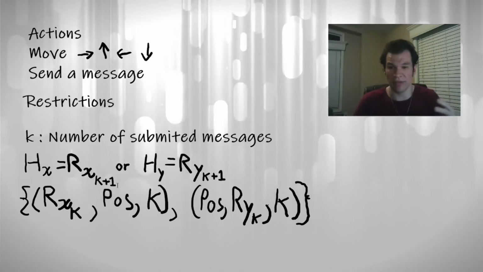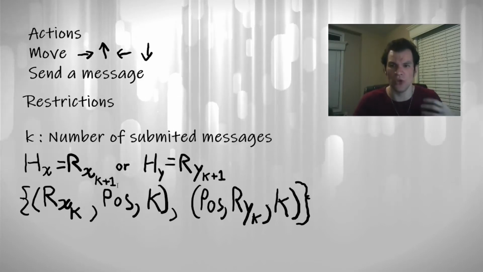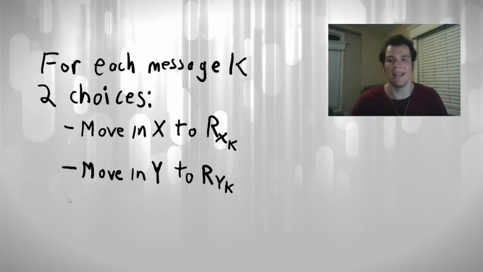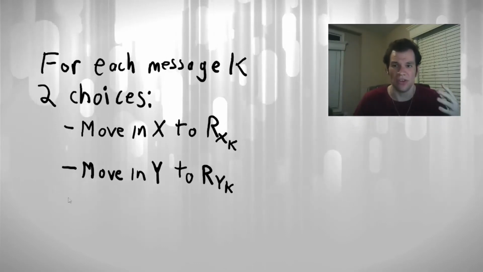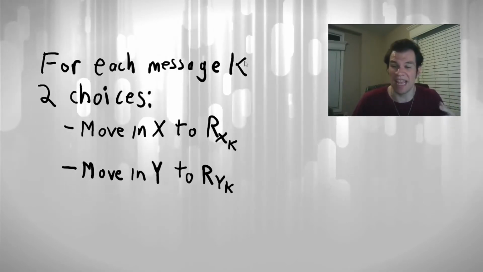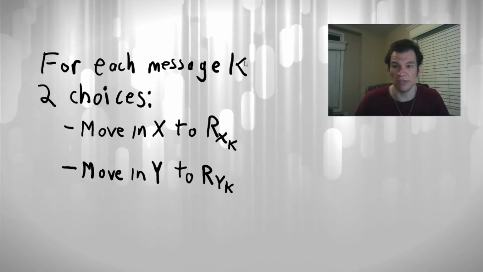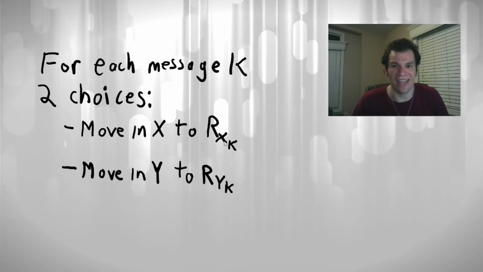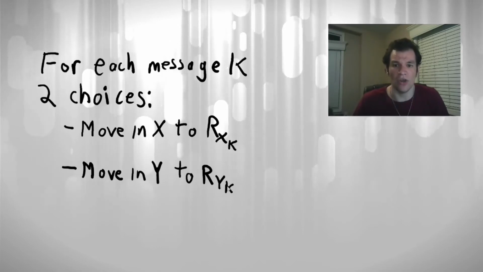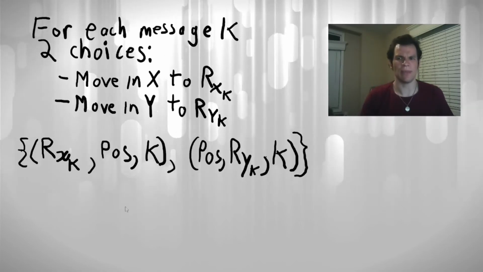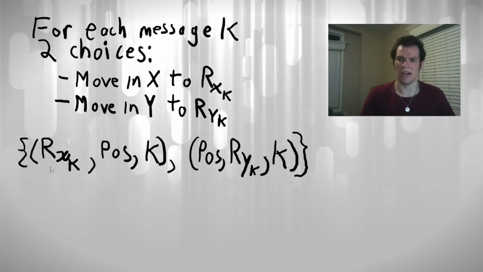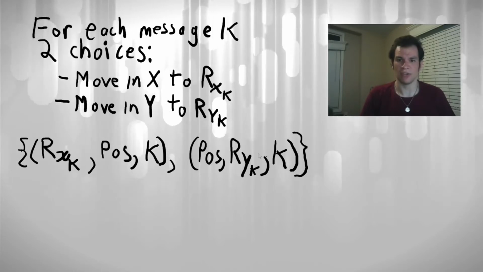And this observation is crucial. Take your time to reason about it, or even pause the video if you need to. Now, summarizing the choices that we reframed, for each message K, Hermes has only these two choices: move in X to RXK, or move in Y towards RYK. Now let's remember that the coordinates that we need to consider are only in one of these two ways.